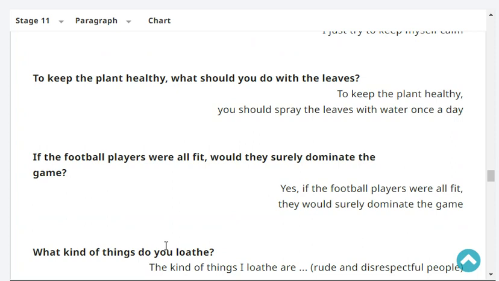To keep the plant healthy, what should you do with the leaves? To keep the plant healthy, you should spray the leaves with water once a day. Very good.